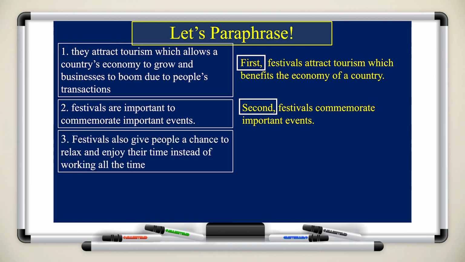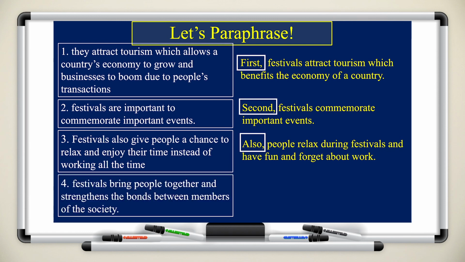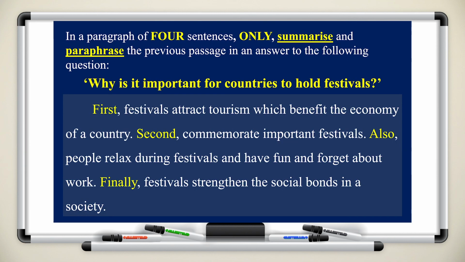Idea number 3, festivals also give people a chance to relax and enjoy their time instead of working all the time. Third, people relax during festivals and have fun and forget about work. Idea number 4, festivals bring people together and strengthen the bonds between members of society. Finally, festivals strengthen the social bonds in a society. And this is the summary.